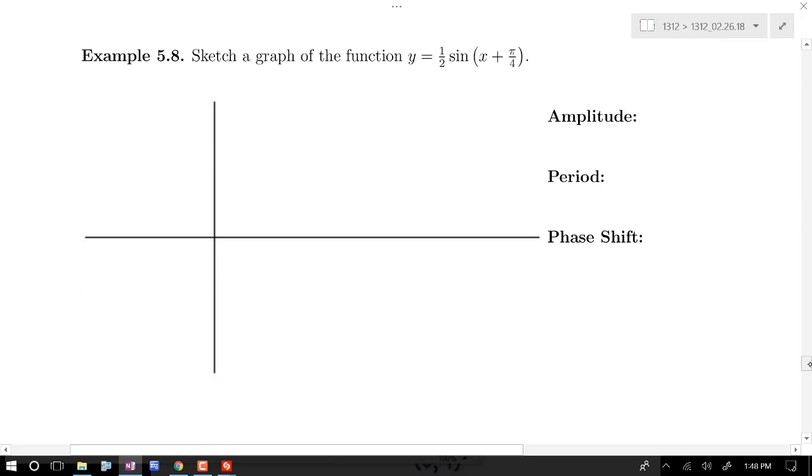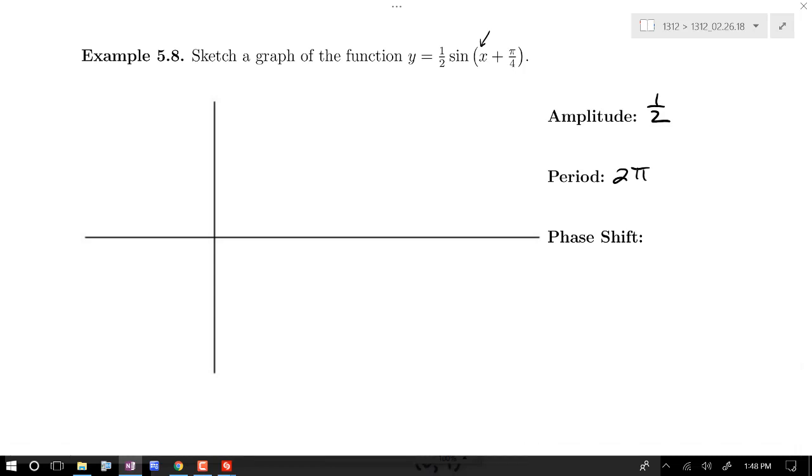So we're going to start out. We're going to graph the function 1/2 sine of x plus pi over 4. This 1/2 in the front, of course, that's the amplitude, so it has an amplitude of 1/2. The period, I'm still looking at the coefficient on x to help me find the period. So what should be the period for this function? 2 pi. Because the coefficient on x is just 1, right? So it's 2 pi over 1, which is 2 pi.